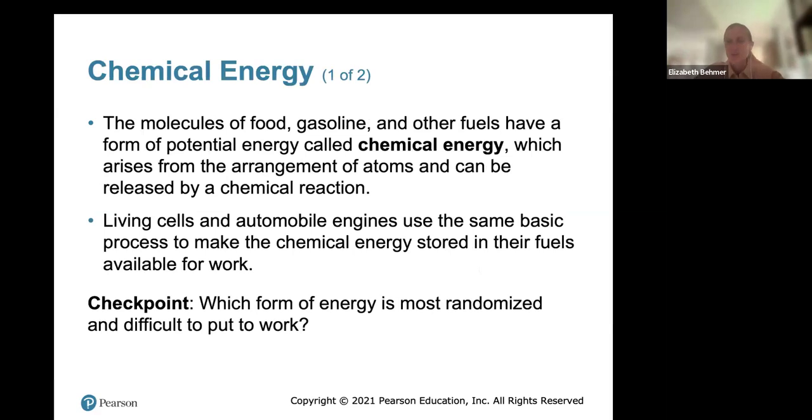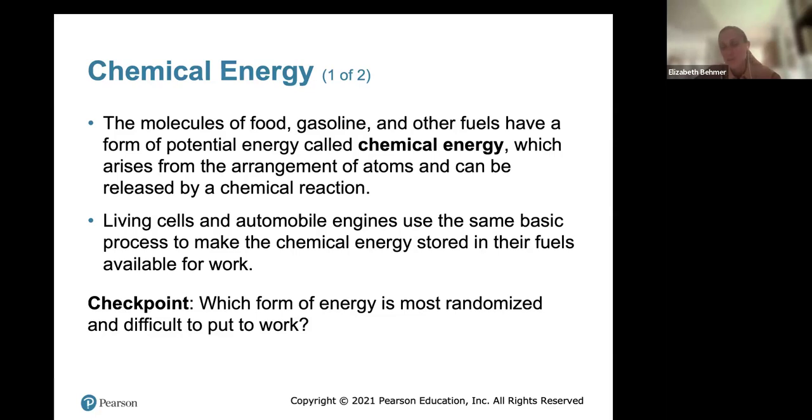Chemical energy. The molecules of food, gasoline, and other fuels have a form of potential energy called chemical energy, which arises from the arrangements of atoms and can be released by a chemical reaction. These molecules release energy when their bonds are broken. So before their bonds are broken, those fuels have chemical energy.